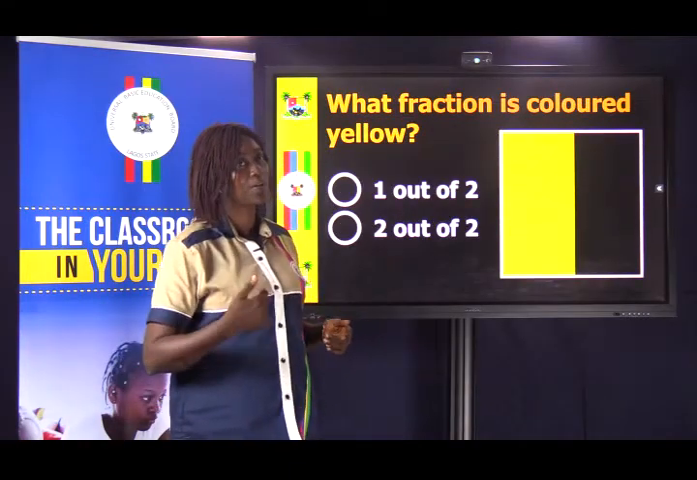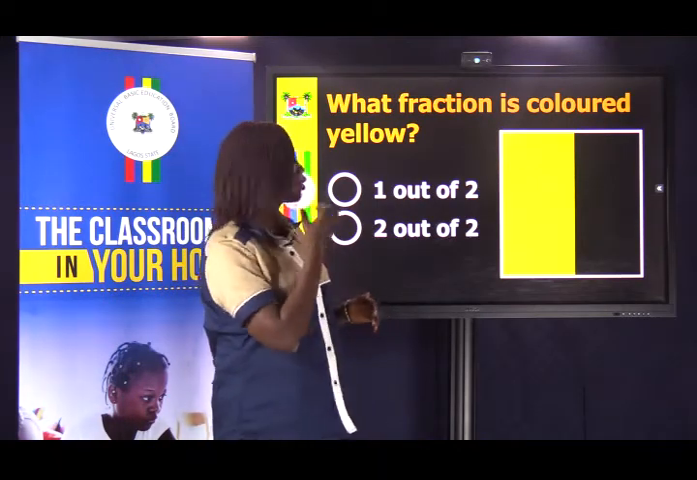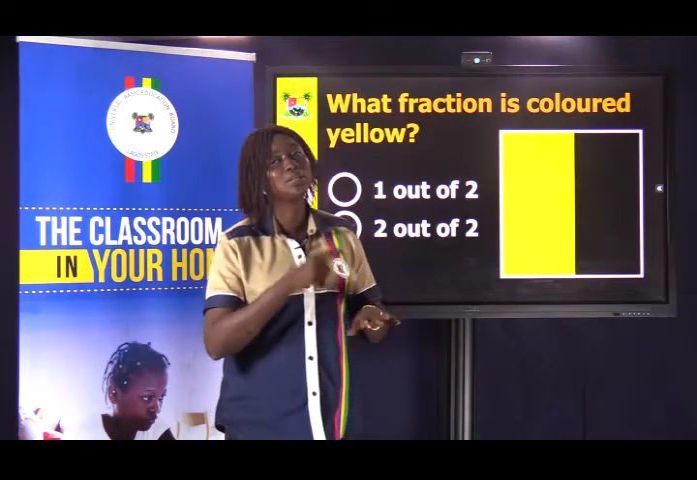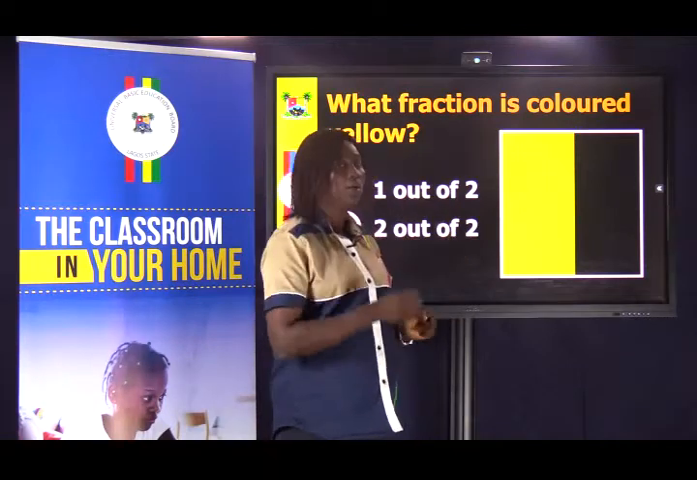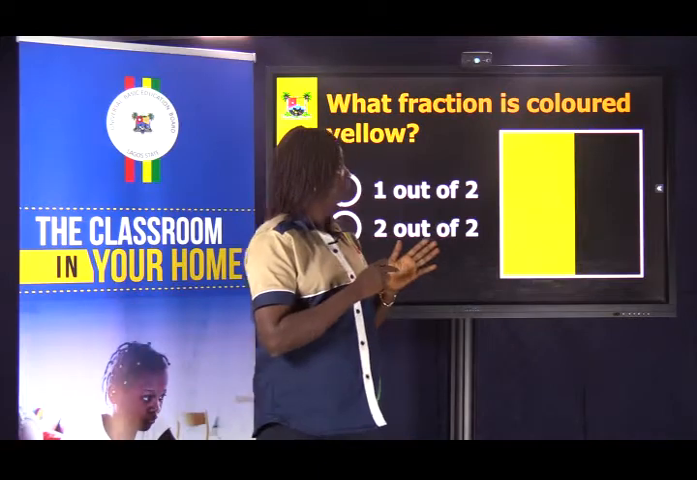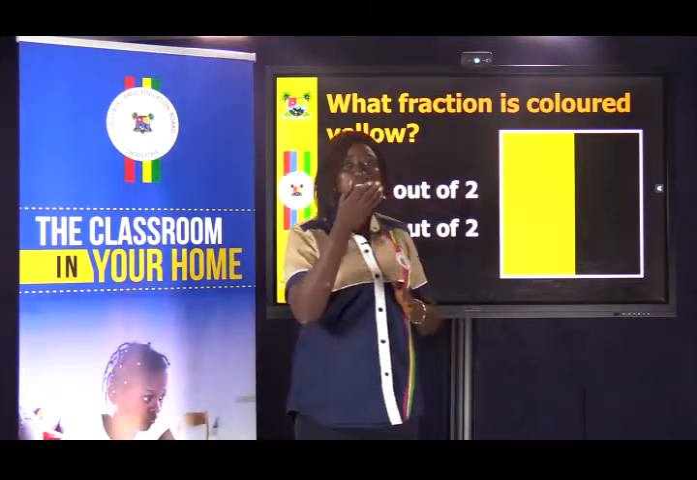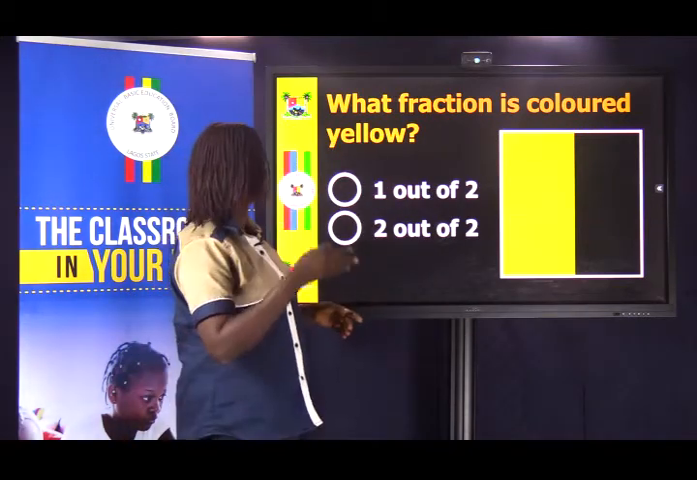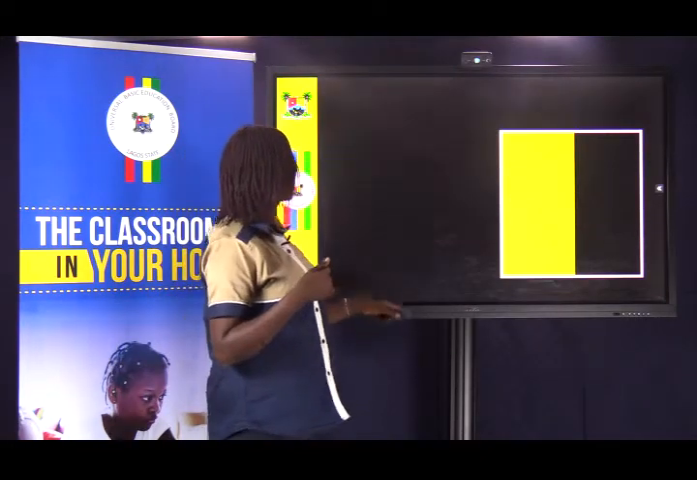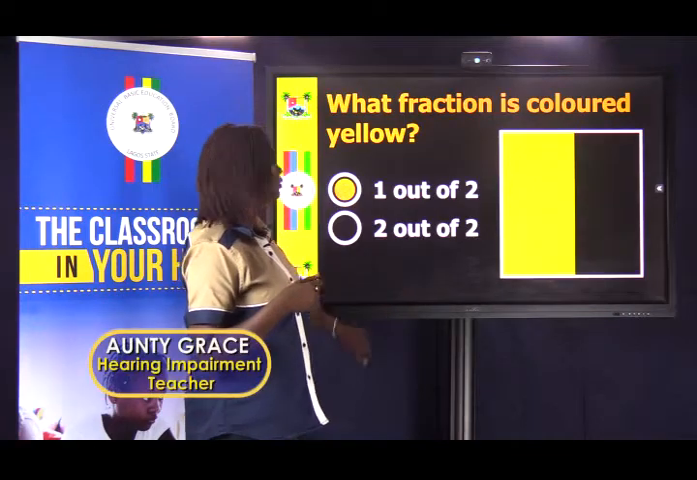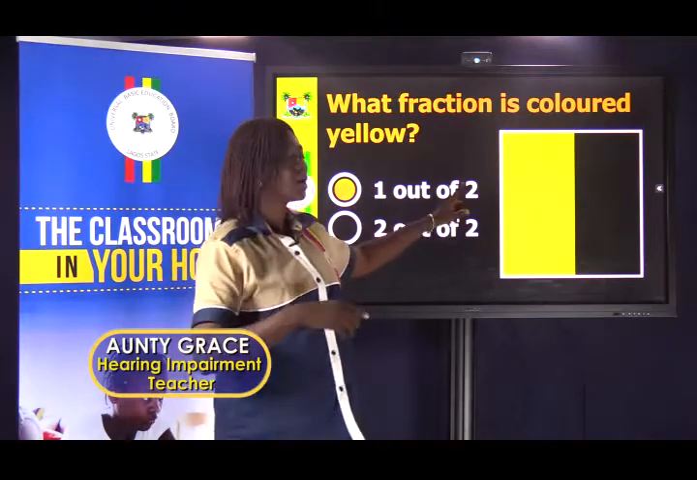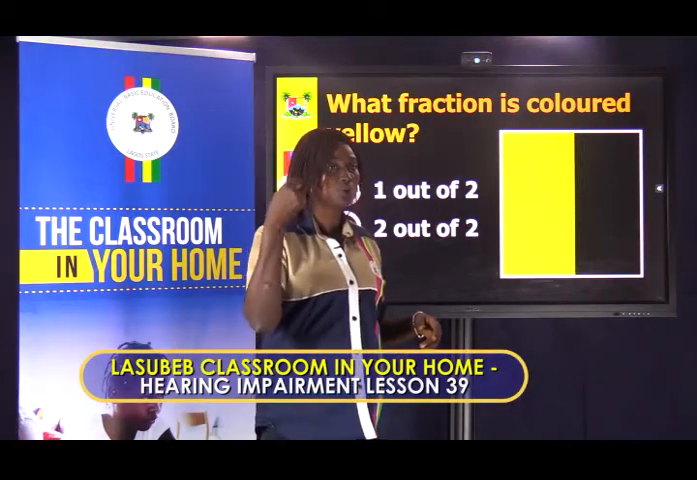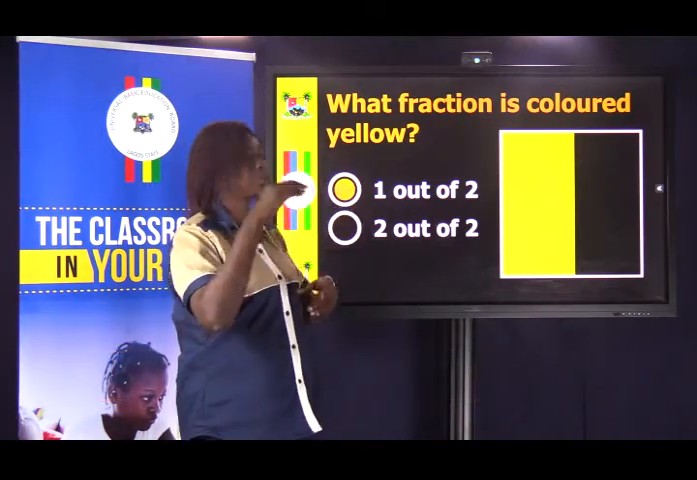Now to fraction. What fraction is colored yellow? If you look at the screen, we have a square divided into 2. This is a square. It is divided into 2 equal parts. So what is the fraction of the colored yellow? The answer is 1/2. 1/2 of 2 is colored yellow. So the answer is 1 out of 2.